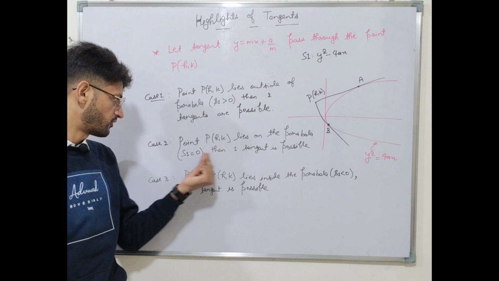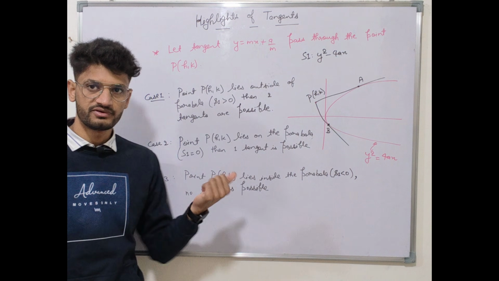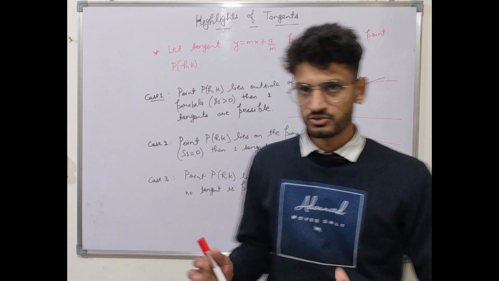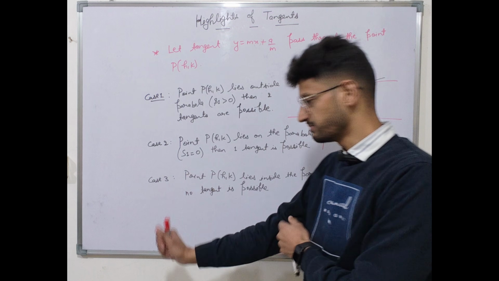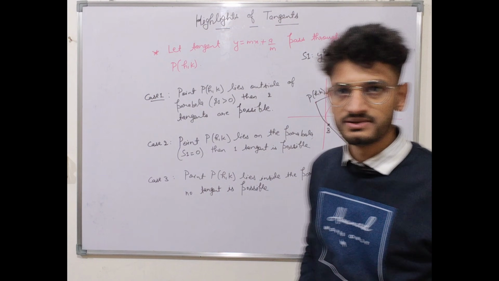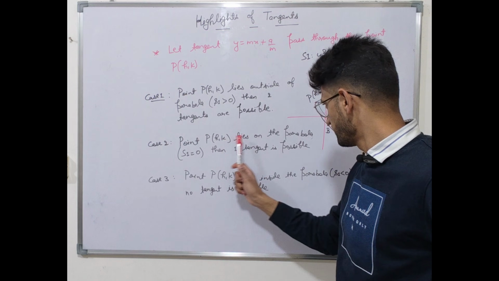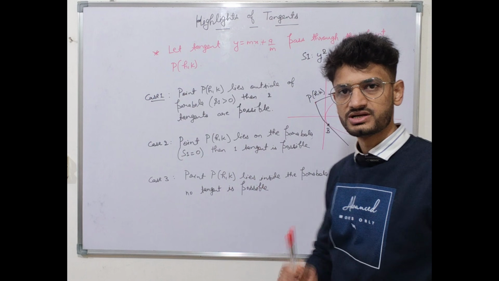In the second scenario, point P(h, k) lies on the parabola. How to check whether point P lies on the parabola? We put the x and y coordinates of point P into the parabola's equation y square equals 4ax. From there we can see it becomes 0, that is S1 equals 0. So if point P lies on the parabola, in that case there will be one tangent possible.